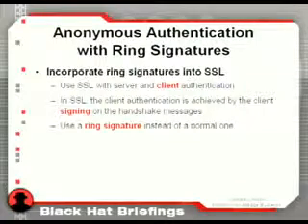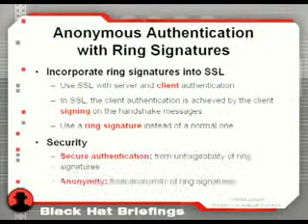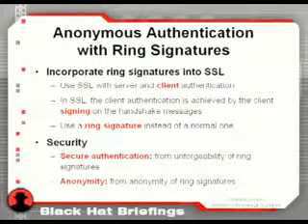You need. So just change the signing function call in SSL client authentication to a ring signature, and you're done. And you automatically have anonymous authentication. Secure authentication comes, again, from the unforgeability properties of the ring signature, and anonymity comes from the anonymity of ring signatures that we talked about.